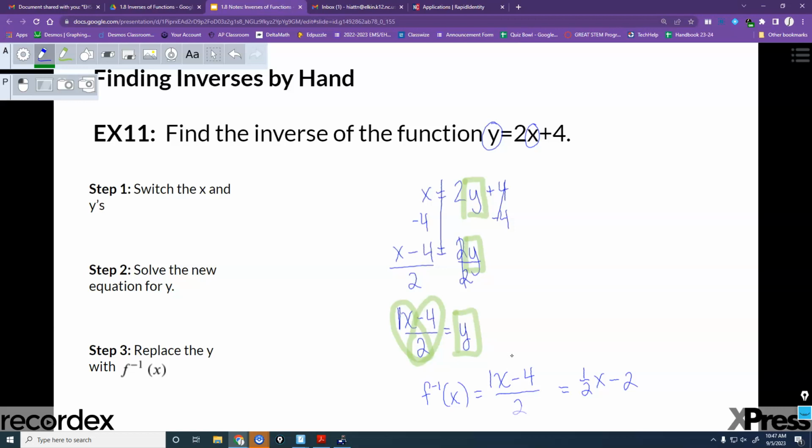Okay? Yes? You want to use the pass? Yes. All right.